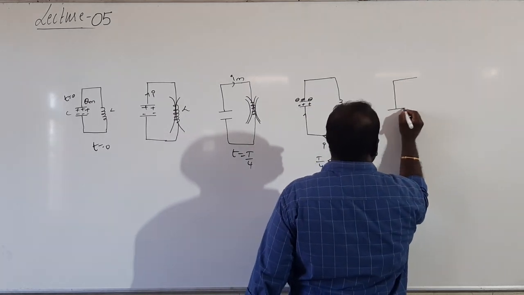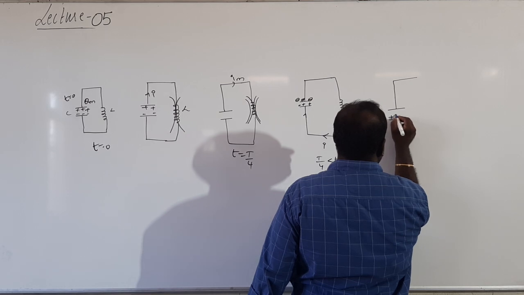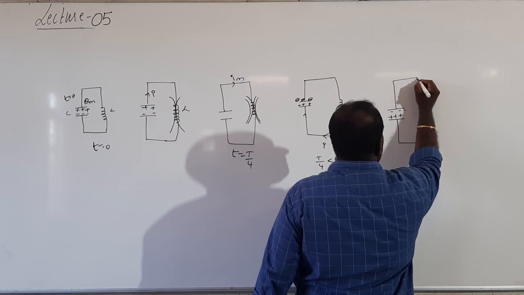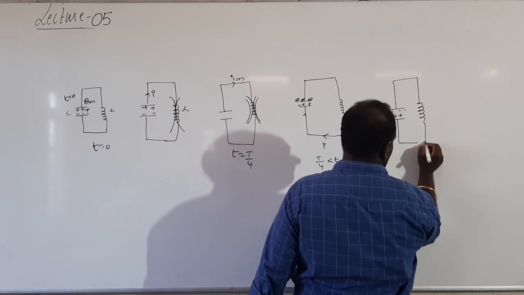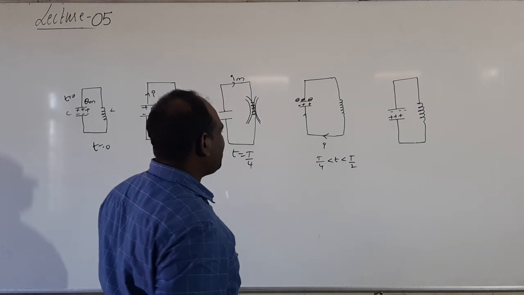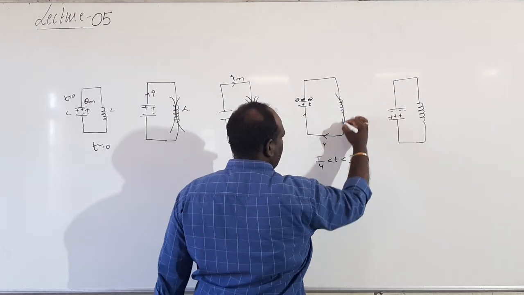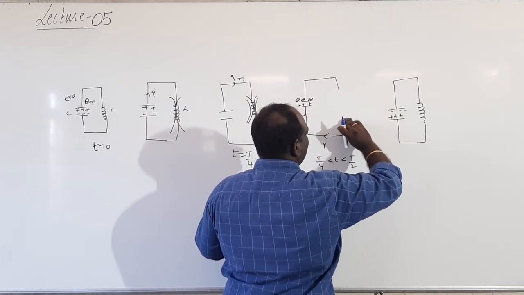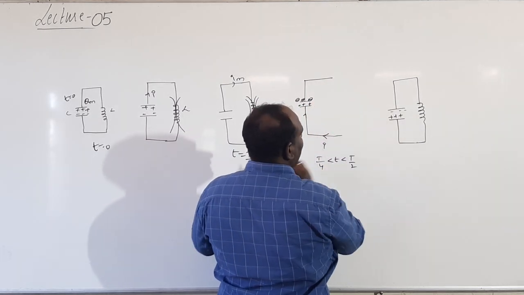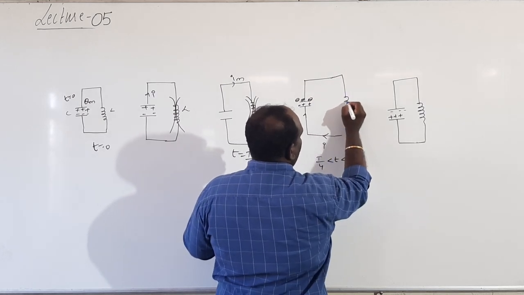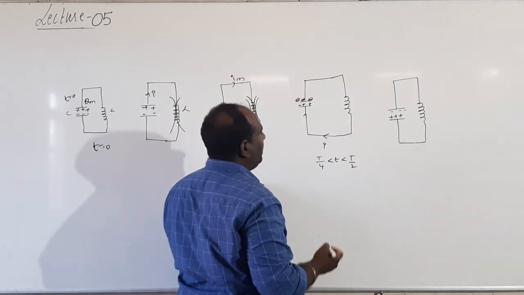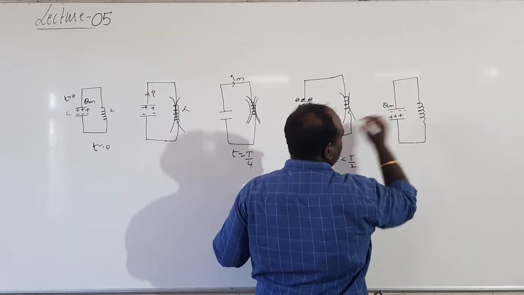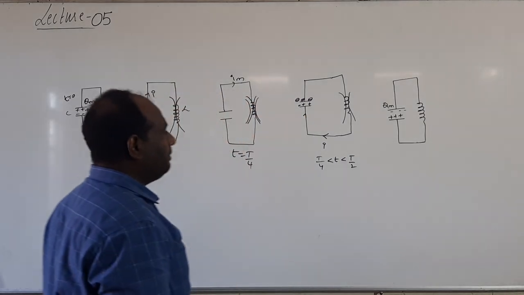At T by 2, whatever energy was stored in the inductor is completely lost and transferred to the capacitor. That means at T by 2, the charge on the capacitor is Qm. This is the maximum charge, and the energy stored in the inductor becomes 0.